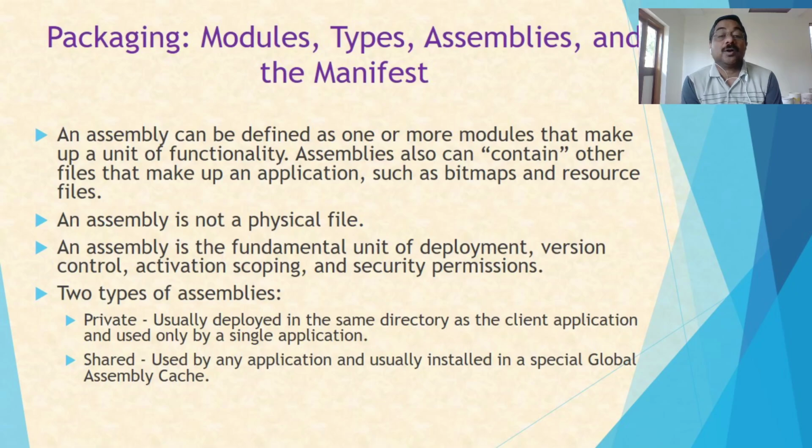An assembly is not a physical file. An assembly is a fundamental unit of deployment, version control, activation scoping, and security permissions. So there are two types of assemblies. First is private and second is shared. A private assembly is usually deployed in the same directory as the client application and used only by a single application, and a shared assembly is used by any application and is installed in a special global assembly cache.